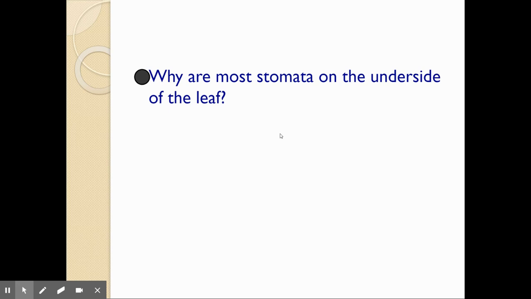So again, I explained why most stomata are on the underside of the leaf. I want you to take a moment to think about it again. Now that you know what the stomata does, the guard cells and all that, why are they on the underside?